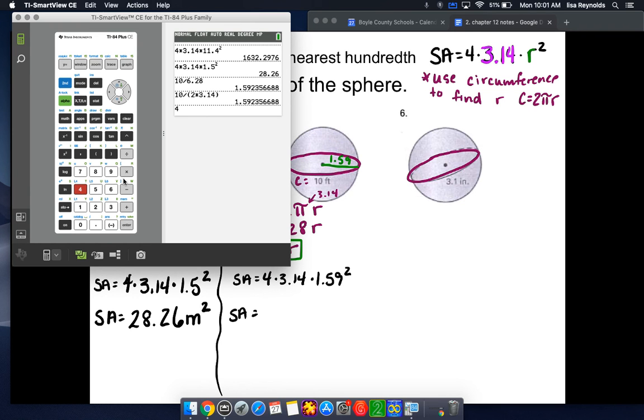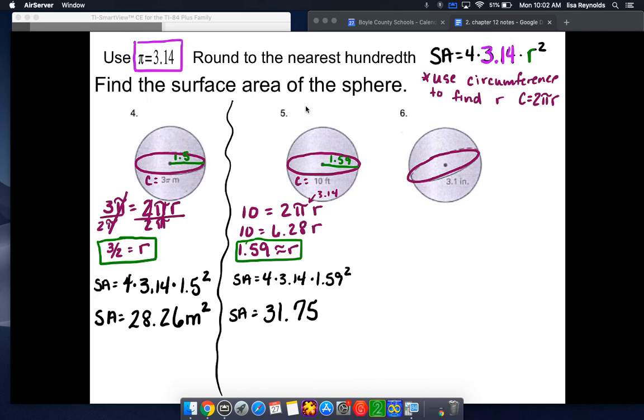So our 4 times pi times the radius squared. We round to 2 decimal places, which is the hundredths. So this means we're going to keep that as a 5. So 31.75. Since our circumference is in feet, our surface area is in square feet.